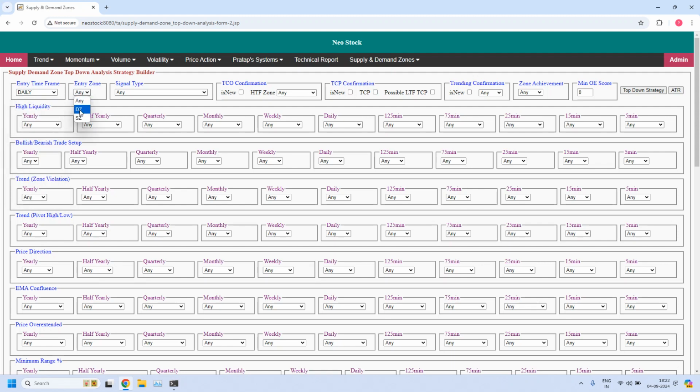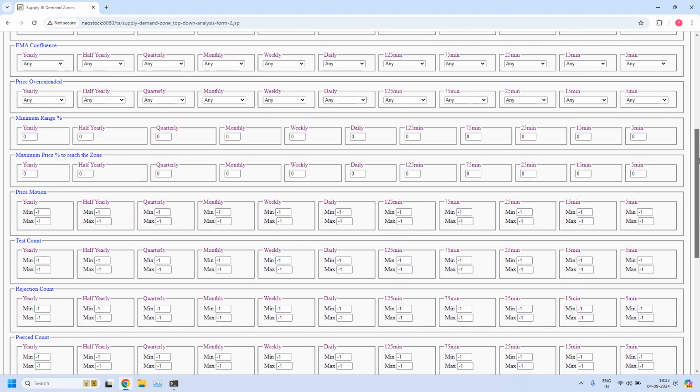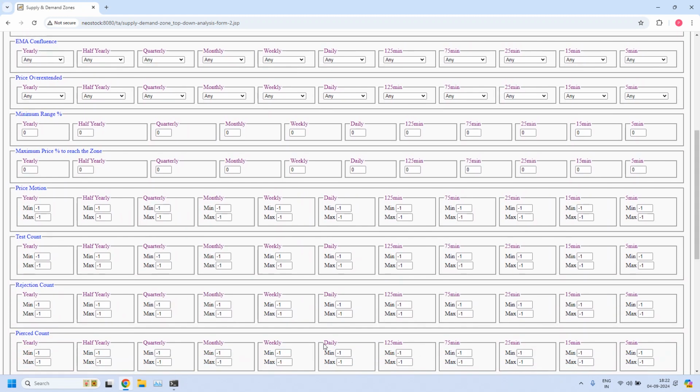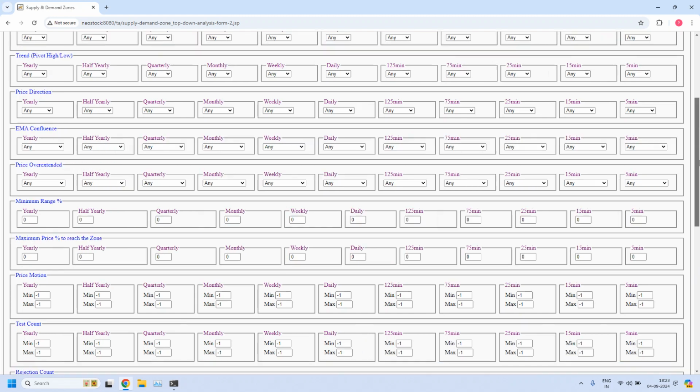Bullish trade setup entry zone is demand zone. And in bullish or bearish trade setup at daily time frame, that is entry time frame, I am selecting bullish. This daily demand zone should not be pierced. So in the pierced count, daily time frame, I am setting minimum value 0, maximum value 0. That means pierced count is 0.